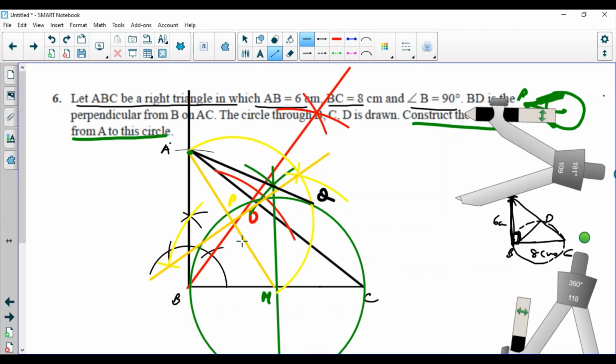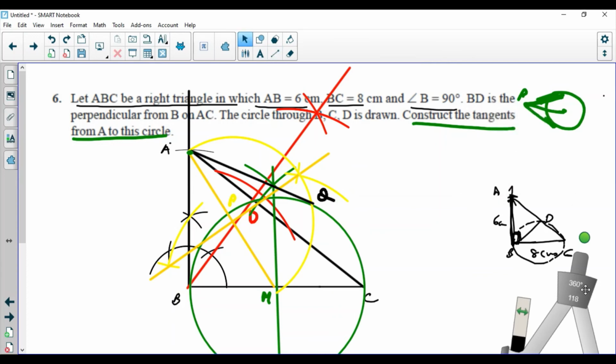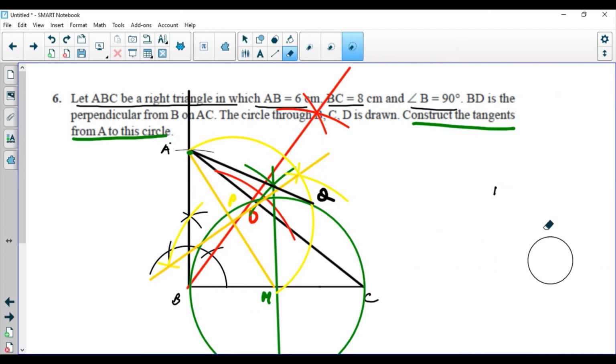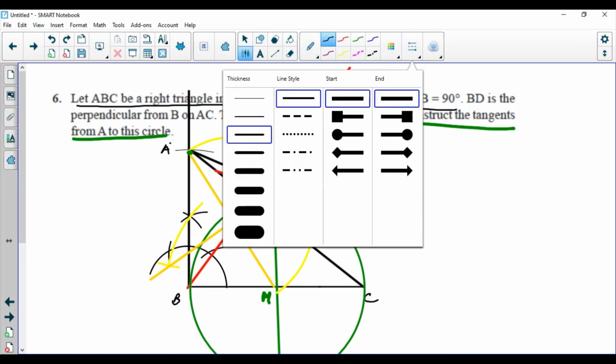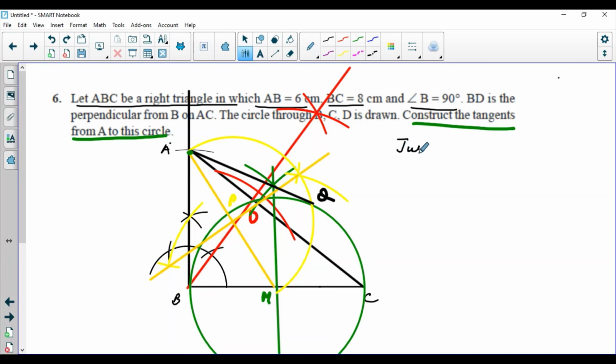This is the point AQ. Okay, so this is the complete construction for question number 6. For justification, what can we write here? AB is a tangent, since angle B is 90 degrees, and MB is the radius.